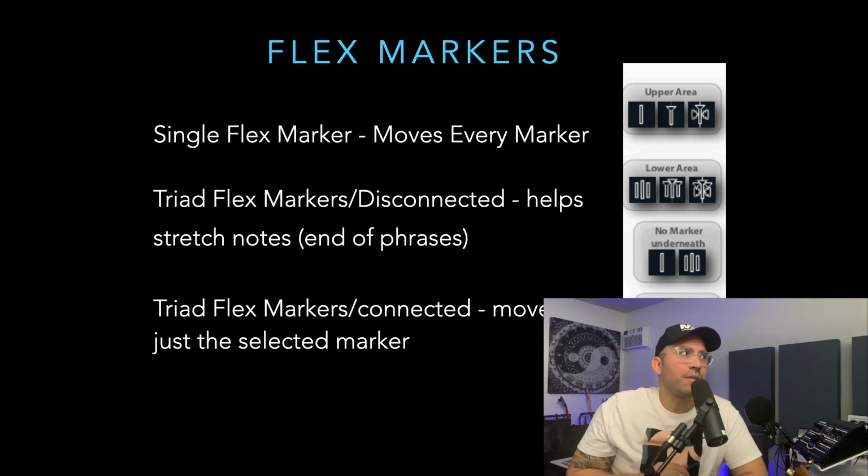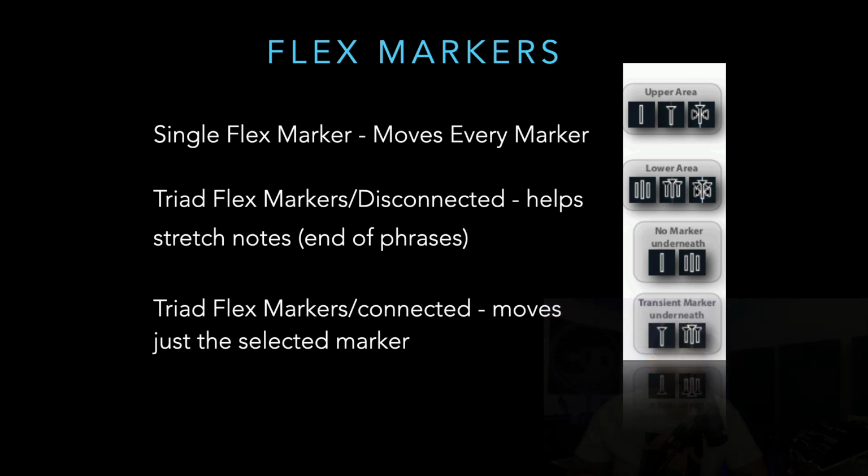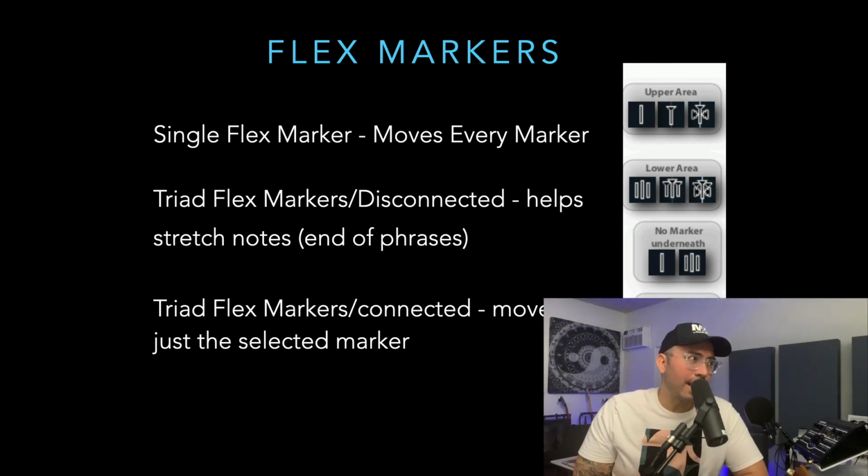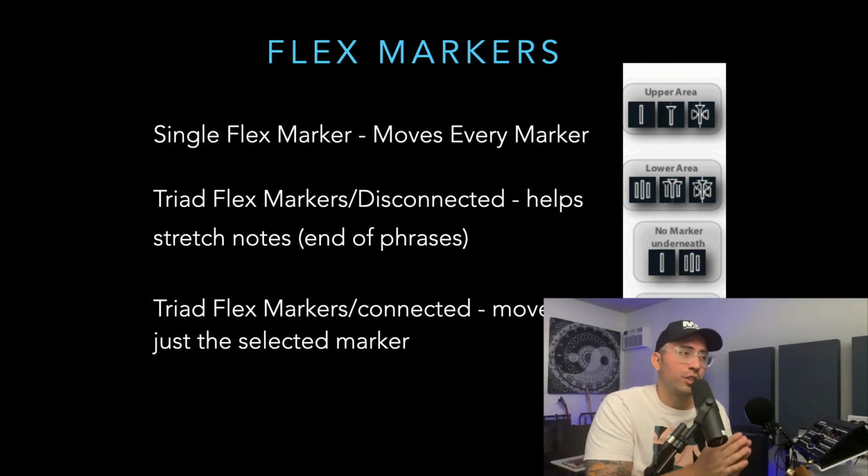But right underneath that, we have the triad flex markers, and they're either going to be disconnected or connected. The main difference being when you utilize a triad flex marker that's disconnected, this helps out stretch out notes. So if you're trying to have something sustain, or perhaps you get to the end of the song and you didn't play out the part long enough, this is great for that. Really great for vocals as well. Sometimes singers, because they need to breathe, they'll say the phrase and maybe they're in a bit of a hurry, and so this can rectify that. When utilizing the connected triad flex markers, you can move just the source material that you're looking to isolate.